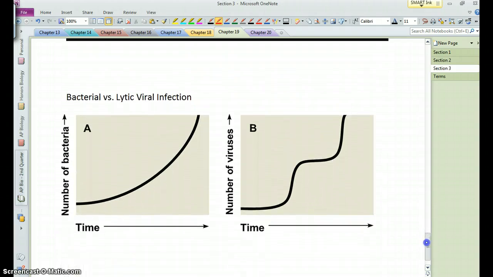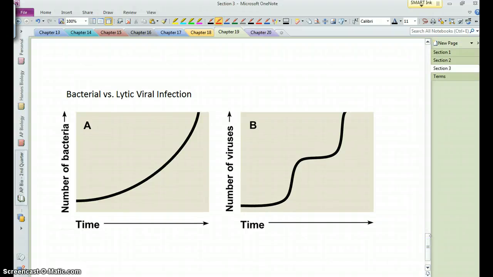Now here's a figure that's in the back of the chapter. I want you to think about why we see these different growth patterns of the pathogen inside of people, why you get this relatively smooth curve in bacteria versus this sort of stair-step growth pattern in viruses. We'll talk about that in class. Okay.